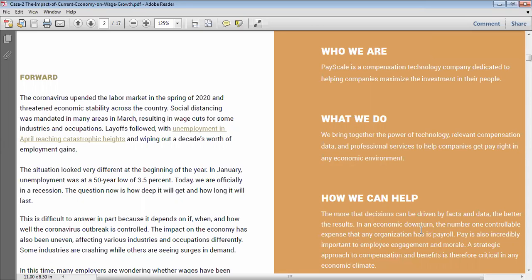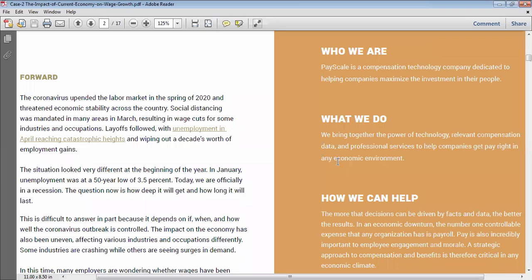Pay is incredibly important to employee engagement and morale. So that does not mean you can irrationally, unscientifically simply cut down the salary during the recession. But definitely during a downturn or economic recession, the number one controllable expense that any organization has is payroll. So compensation itself is a component of cost which can be easily controlled by a company, but the decision is not that easy. So in such a case, payscale.com consults its clients.